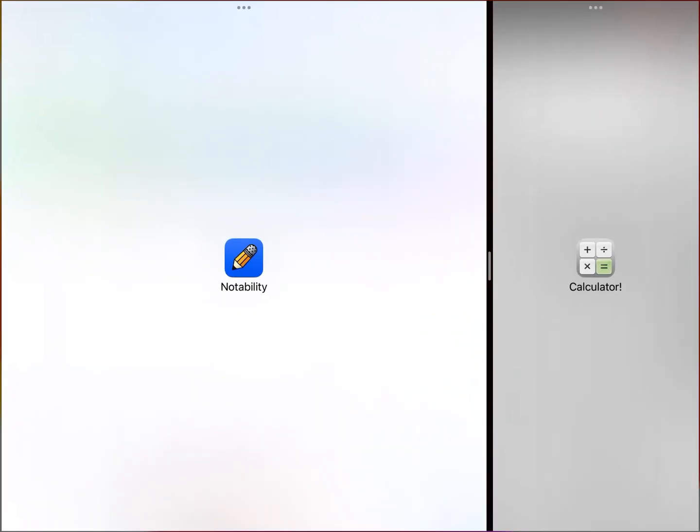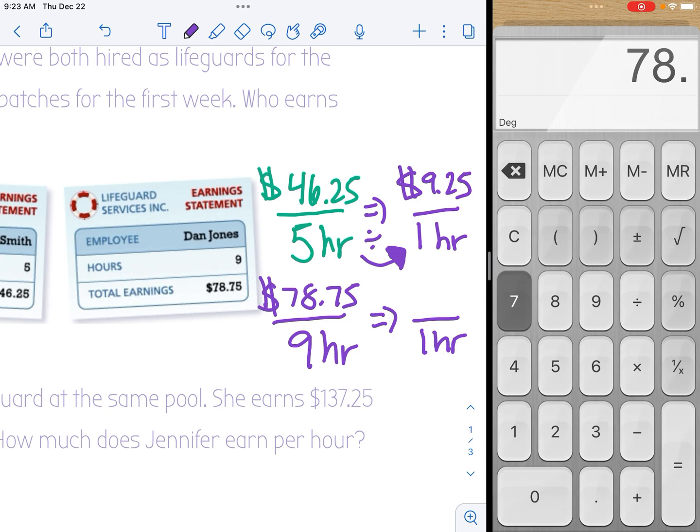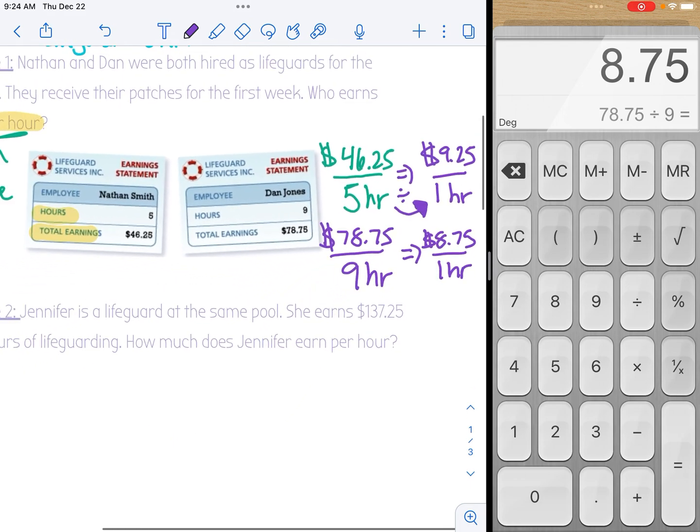So for Nathan, I'm going to go ahead and do 46.25 divided by 5. Remember, order matters when you divide. So it looks like he is making $9.25 for each hour he works. And for Dan, 78.75 divided by 9, he is making $8.75 for each hour that he works. So who is earning more per hour? That would be Nathan.